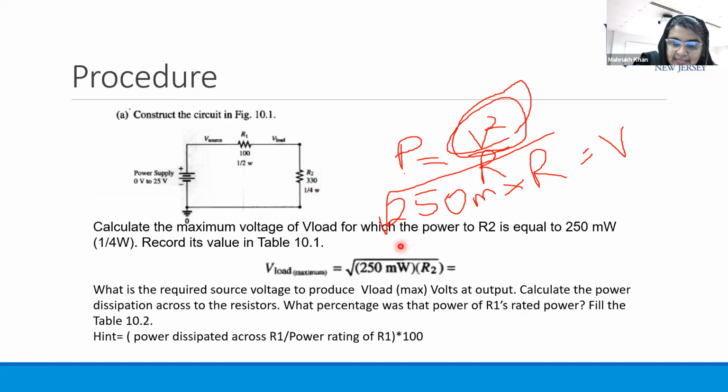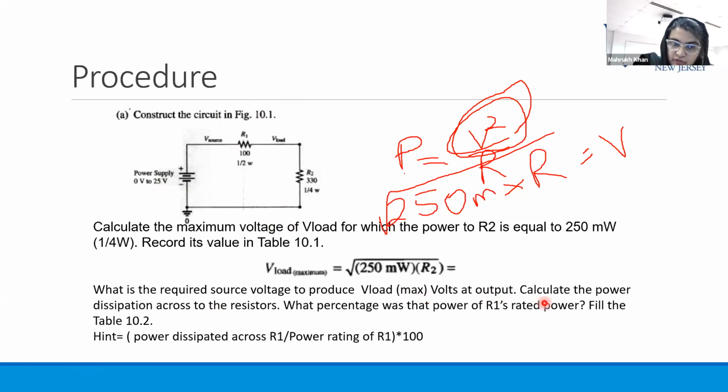That you're getting. Let's say I was getting 9 volts here. So it means that I can apply 9 volts across this resistor only to keep it under its rating. If we apply more than that, this resistor will be under constant pressure of working beyond its rating, right? So what is the required source voltage to produce V load at output? We can determine that as well because we are given the resistor values and we can just find out the output voltage.